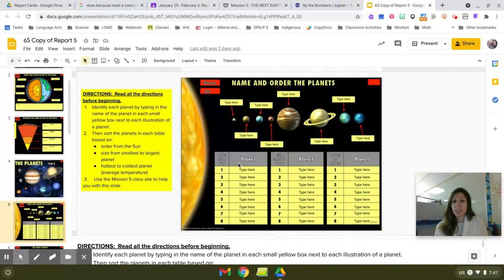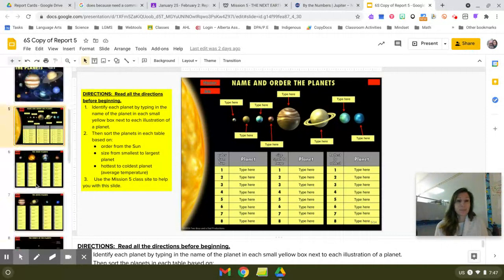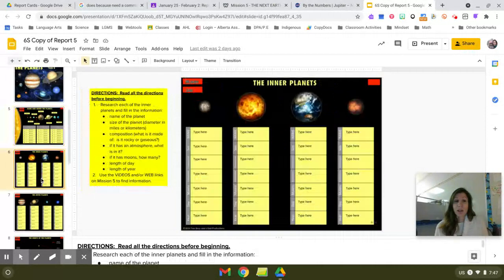Order from the sun. So what planet's closest to the sun to what planet's farthest. Size, smallest to largest. So which is the smallest one would go here to which one's the biggest. Hottest to coldest. So which planet's the hottest, and then number 8 would be which one's the coldest. So you're just ordering these planets, okay? Again, use those websites and the videos to help you do so. And then your next 2 jobs will be learning more about these planets.